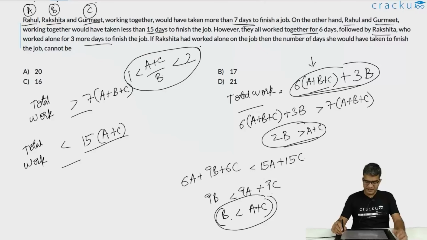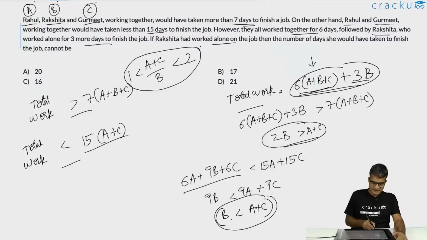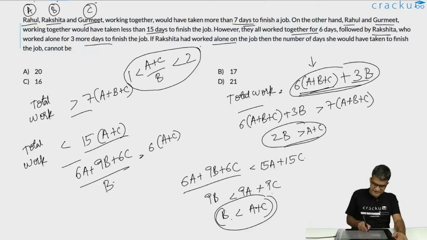What are we required to calculate? We are required to calculate if Rakshita alone is working, how many days will she take to finish the job? What can we say about the number of days? The total work that needs to be done is 6 times (A plus B plus C) plus 3B, which is basically 6A plus 9B plus 6C. So the number of days Rakshita will take is (6A plus 9B plus 6C) divided by B. This is equal to 6 times (A plus C) divided by B, plus 9.